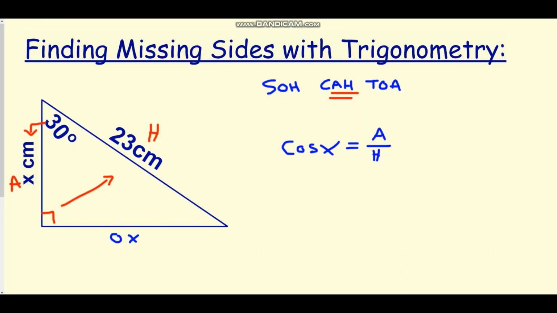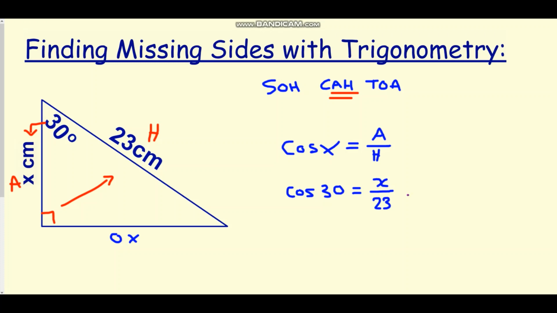Step 2, substitute in what you know. So cos x changes to cos 30. The adjacent side changes to our x, our unknown value, our variable, and the H changes to 23 centimeters, the length of our hypotenuse.